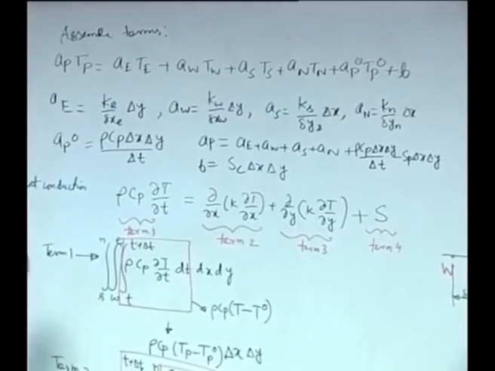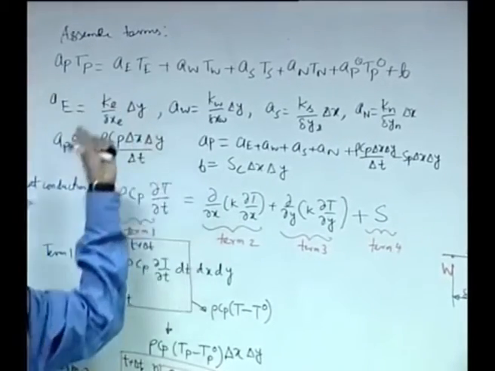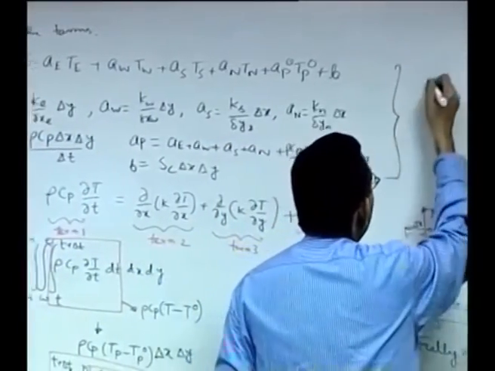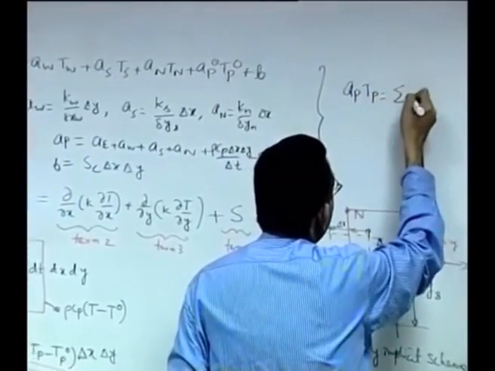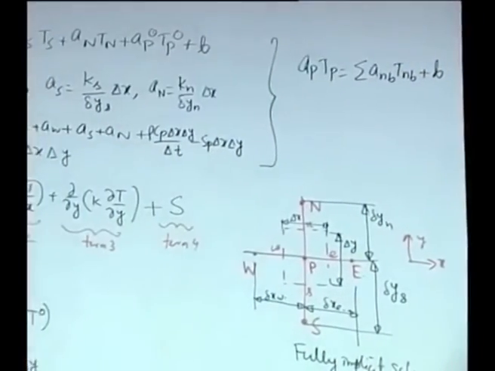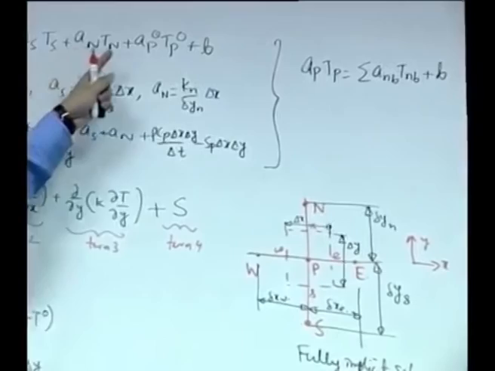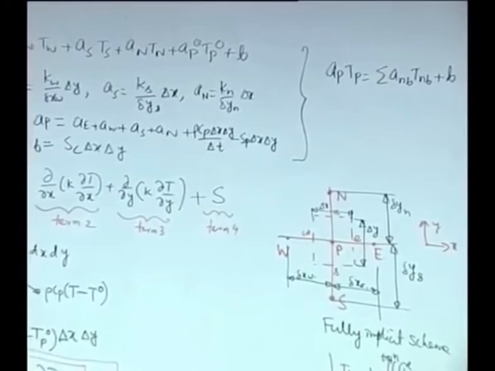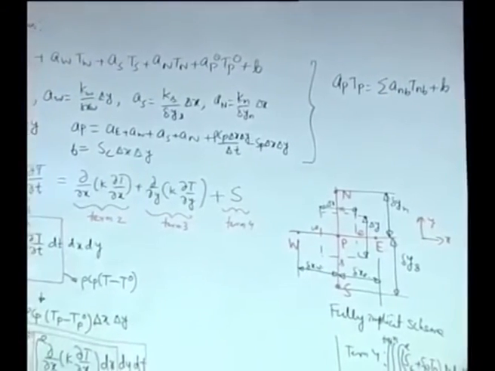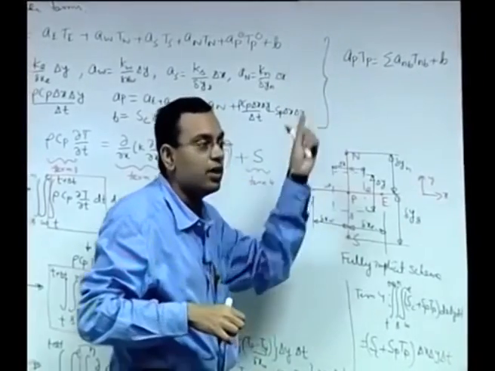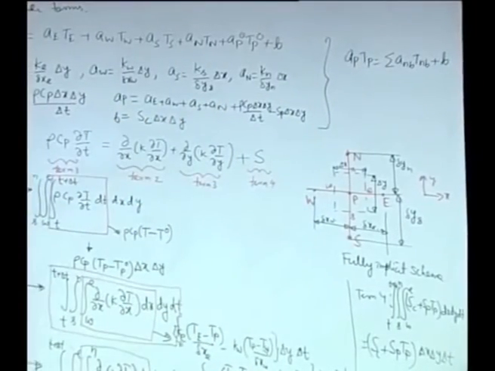So what we can see is that this equation also can be cast in the same form as that of the generic form that we have developed for a one dimensional problem. What is that? AP TP is equal to summation of A neighbor into T neighbor plus B, where here there are 4 space neighbors and 1 time neighbor. This casts the system into a system of linear algebraic equations, but now there are 4 spatial neighbors and 1 temporal neighbor, instead of fewer neighbors for a 1 dimensional problem. That is the first observation.